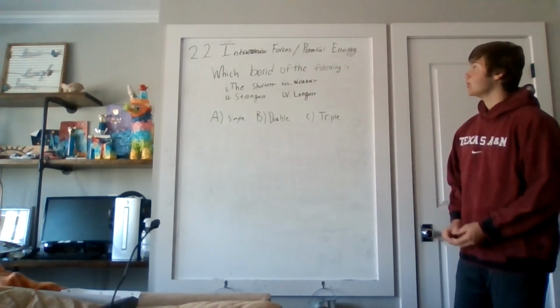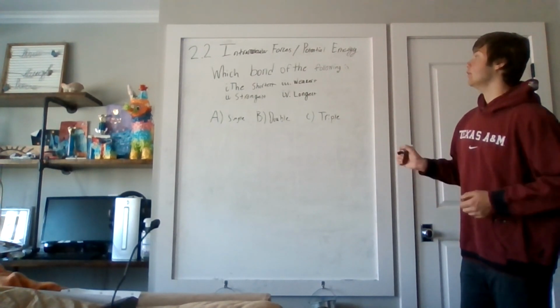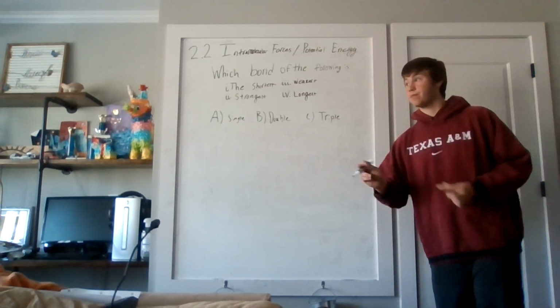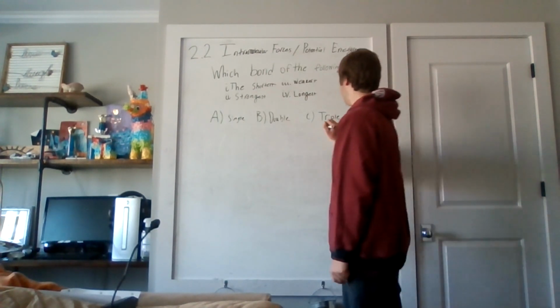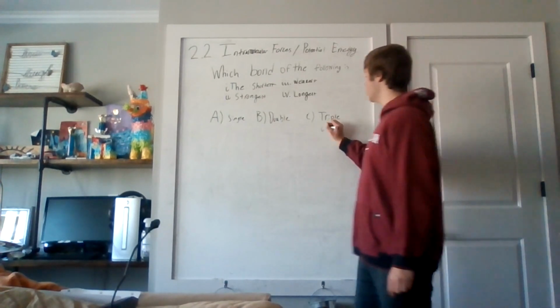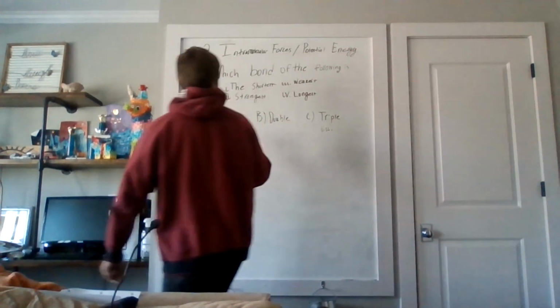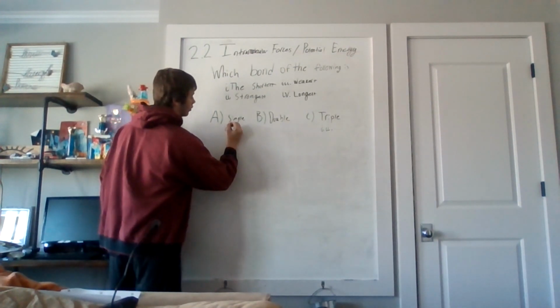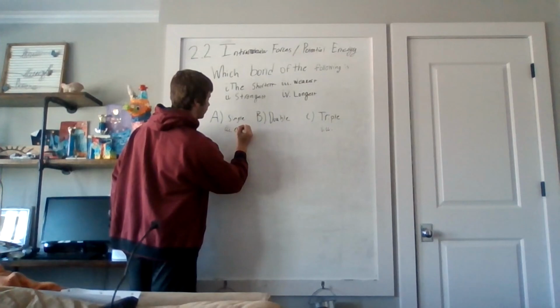My name is Tom, and today we're looking at intramolecular forces and potential energy. Which of the following bonds is the shortest? So the shortest would be triple bonds. The strongest would also be triple bonds. The weakest would be single bonds. And the longest would also be single bonds.